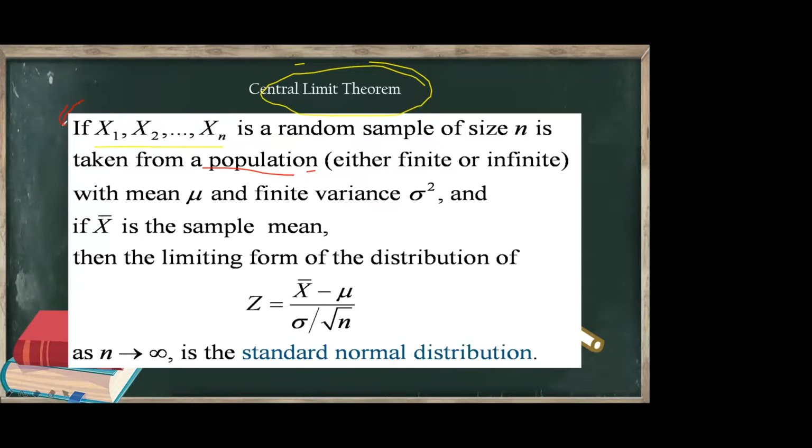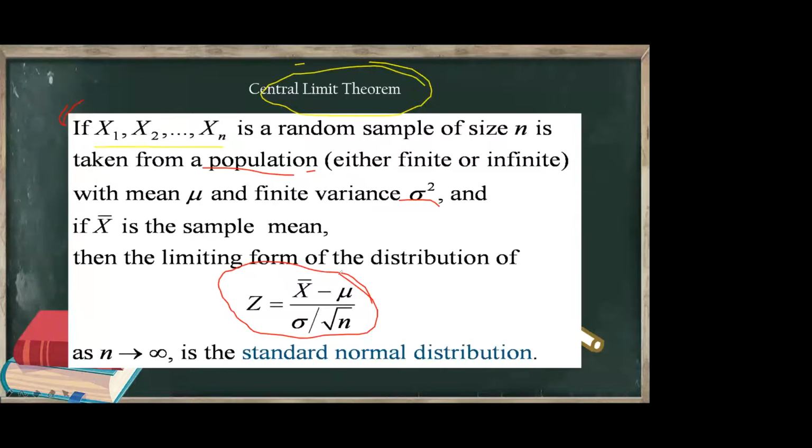So we can say that if x1 up to xn is a random sample of size n, taken from a population either finite or infinite, with mean mu and finite variance sigma square, right? Because sigma square can be greater than 0 up to infinity, which is defined. Finite here means defined. And if x bar is the sample mean, then this limiting central limit theorem holds. Now, here is an interesting point.